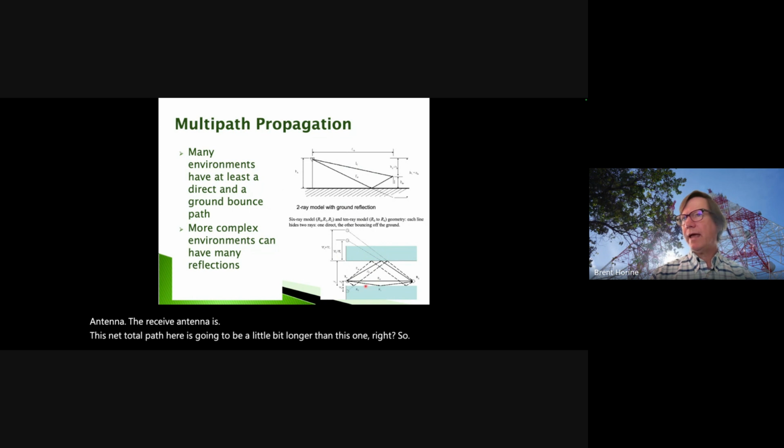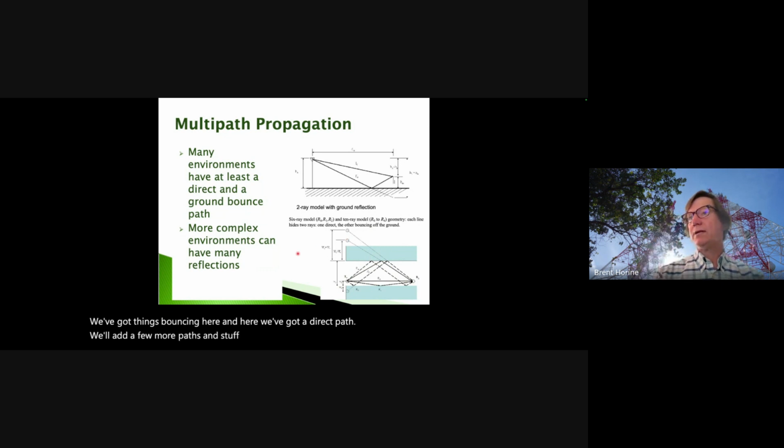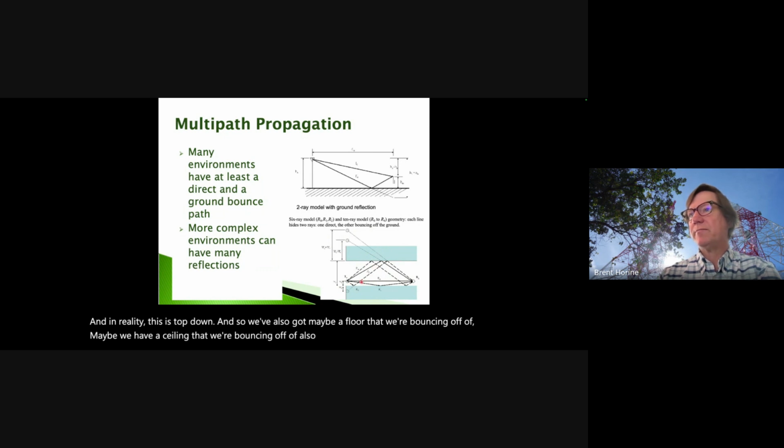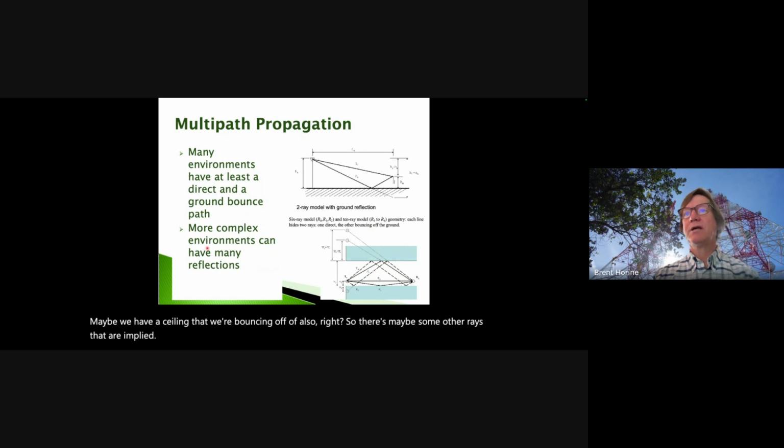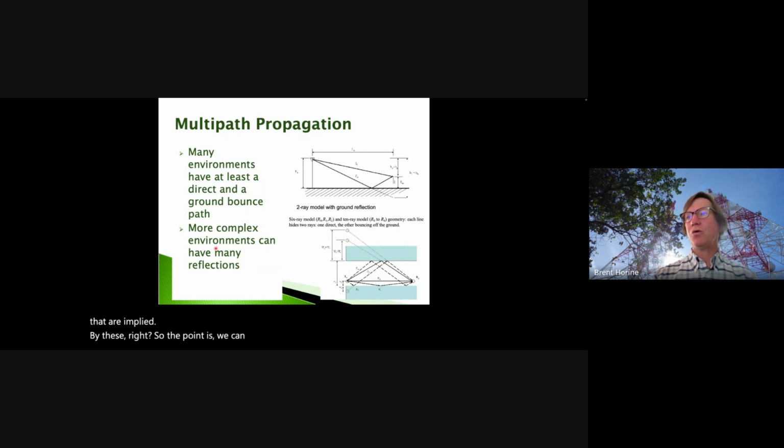But we can have a more complex environment, and let's say look down at a system where we have a wall here and a wall there. We've got a transmitter here and a receiver here, and we've got things bouncing here and here. We've got a direct path. We'll add a few more paths. And in reality, this is top down, and so we've also got maybe a floor that we're bouncing off of. Maybe we have a ceiling that we're bouncing off of also, right? So there's maybe some other rays that are implied by these, right? So the point is we can get very complex pretty quickly, right?